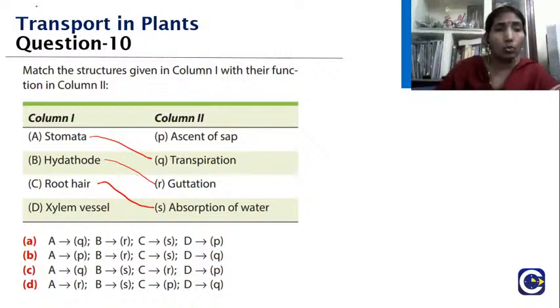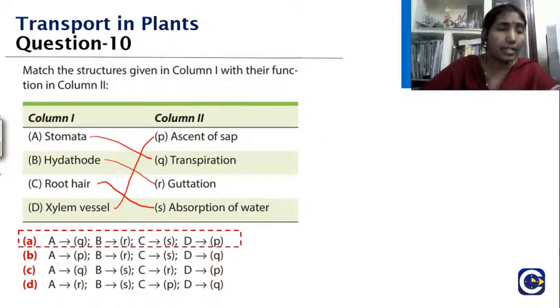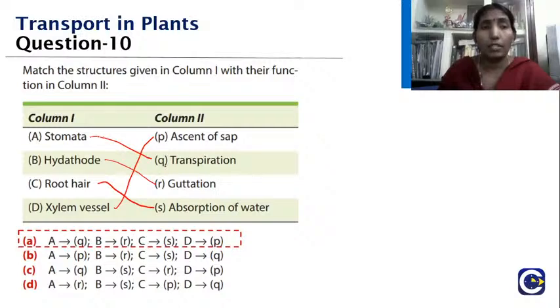So the hydathode has to do with guttation. And what about the xylem? We know that it is with the ascent of sap. The xylem helps in the upward movement of water and minerals, which we call the ascent of sap. So what should be the option? Yes, I see many people have answered it right. Stomata with transpiration, hydathode with guttation, root hair with absorption of water, and xylem vessel with the ascent of sap.